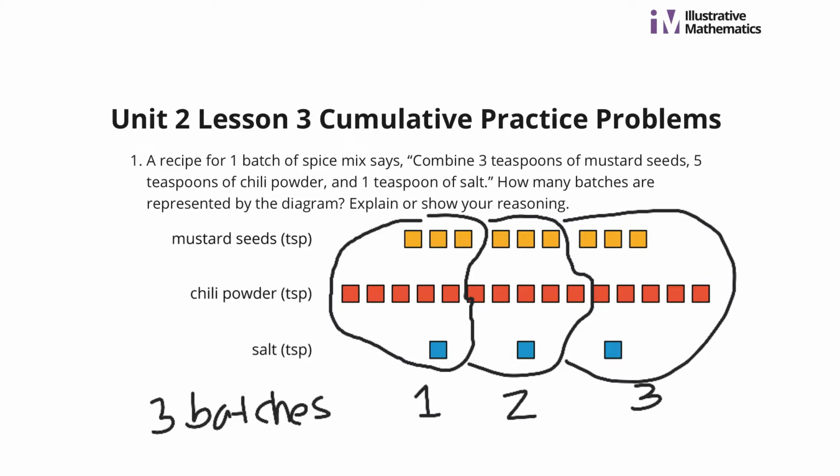Also, you could look at this and go, well, I have 9 mustard seeds now, I have 15 chili powder, and I have 3 salt. Well, if the recipe is normally 3, 5, and 1, what did I multiply by to get to 9, 15, and 3? Well, 3. So yet another way to show the 3 batches.